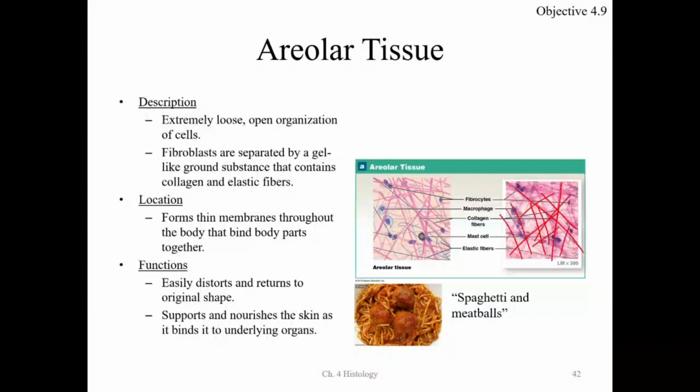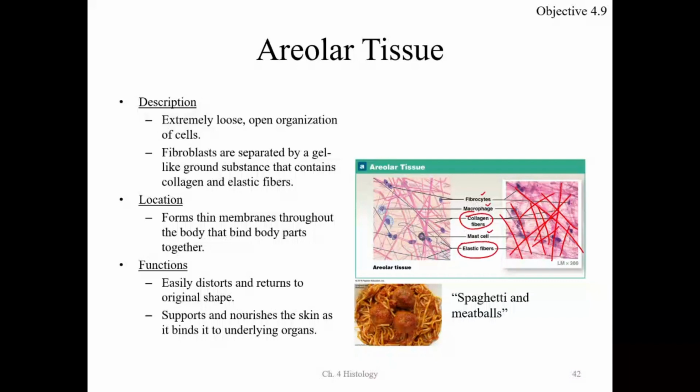All kinds of directions like that, okay? Like spaghetti noodles. So they have a loose, open organization of cells and fibers that run everywhere, and there is a ground substance that has collagen and elastic fibers. There's collagen fibers and elastic fibers in a variety of these cells that are present, okay?